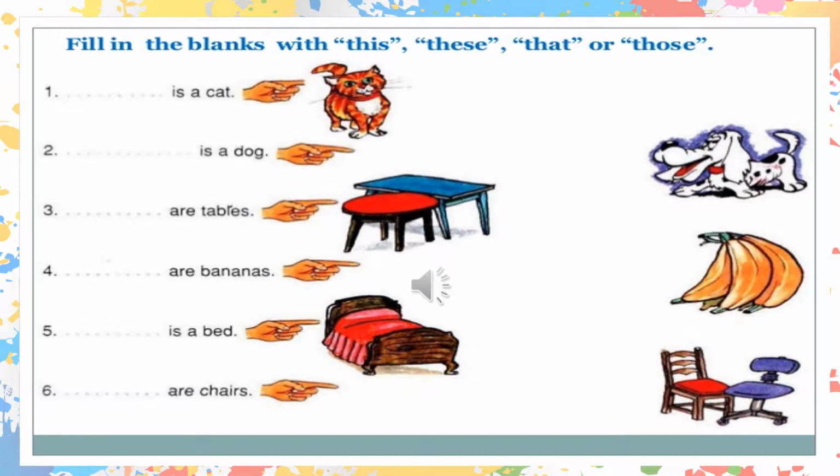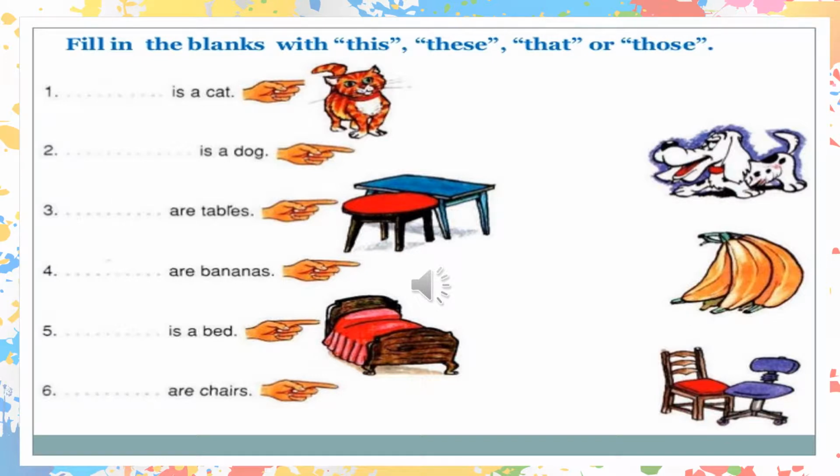In this slide, I have written a few examples with the usage of this, these, that or those. For example, dash is a cat. Here the cat is very near to the hand. So we will say this is a cat. In the second example, the dog is very far away from the pointing finger. So we will say that is a dog. In the third picture, tables are there and very close to the pointing hand. So we will say these are tables because we are talking about plural objects.